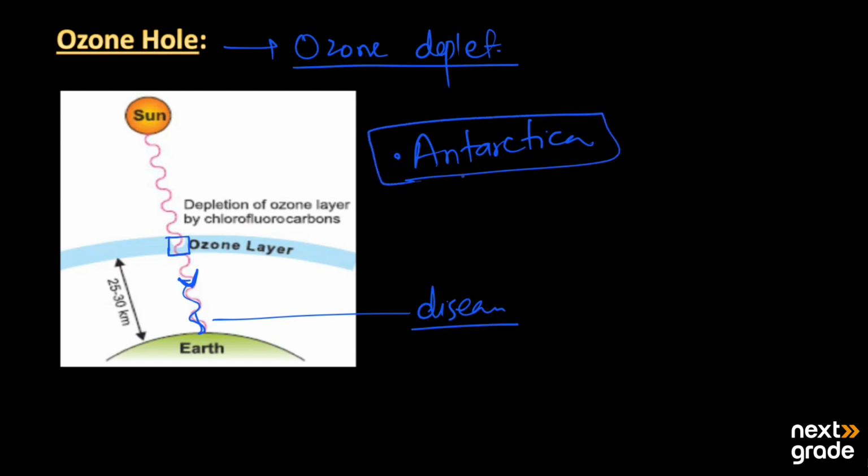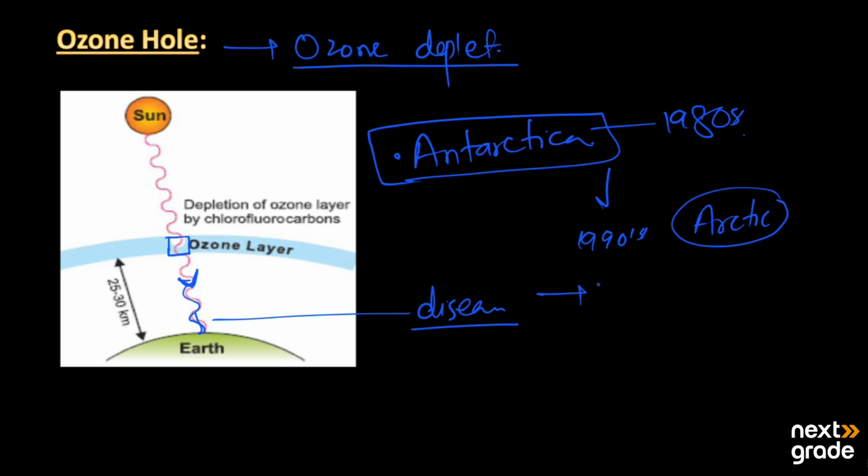which is creating many problems over there. That hole was created almost in the 1980s, and since the 1990s depletion has been recorded over the Arctic region, and this is very dangerous as well. All of that happened because of CFCs, which are known as chlorofluorocarbons.